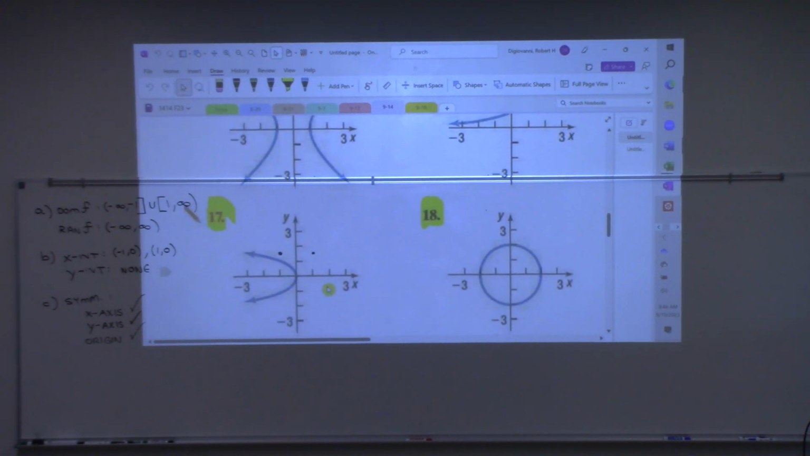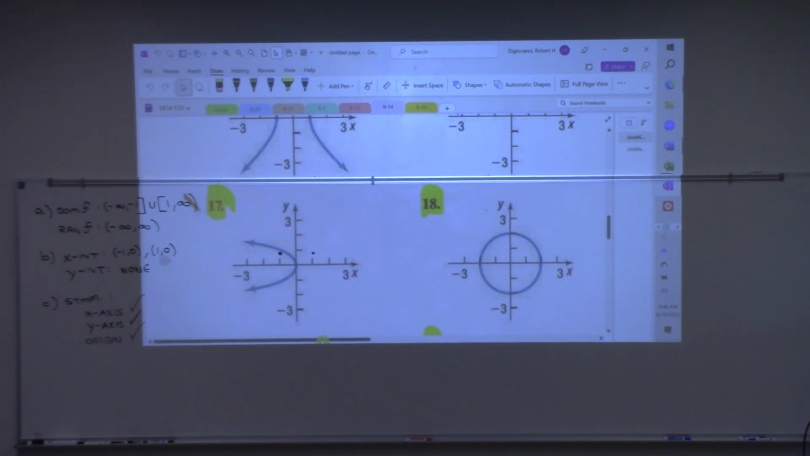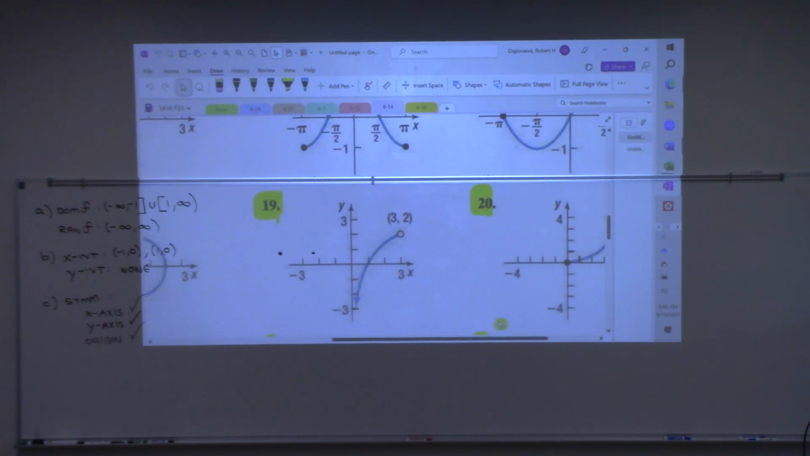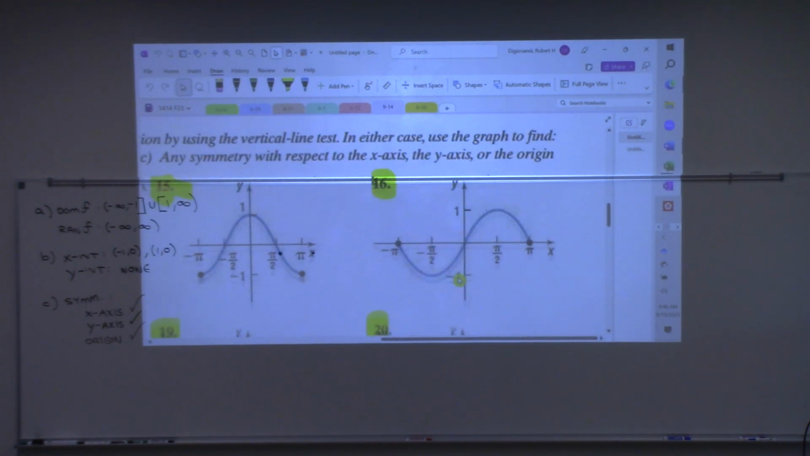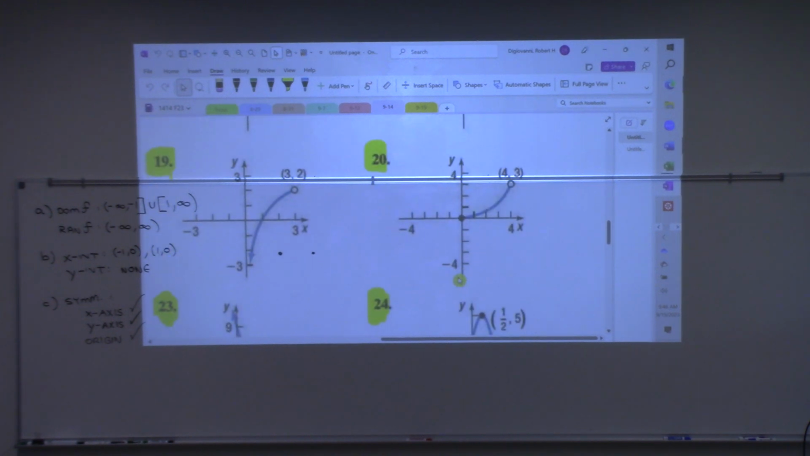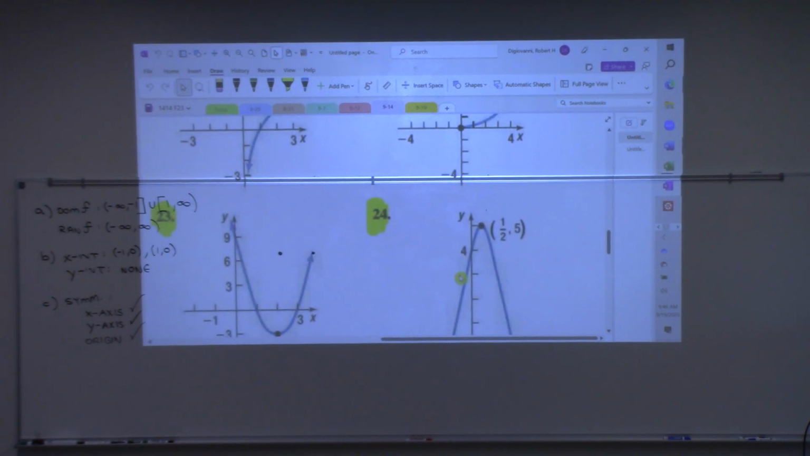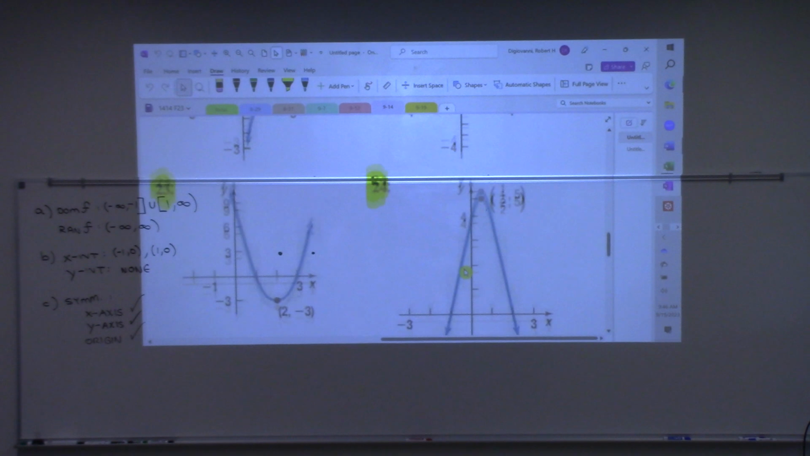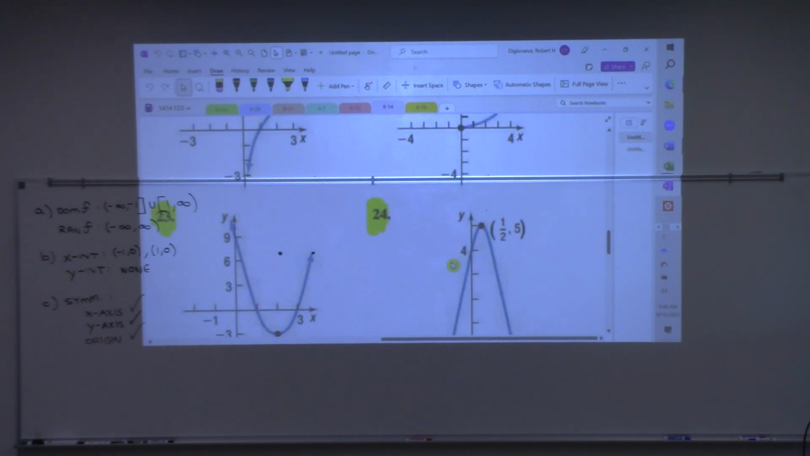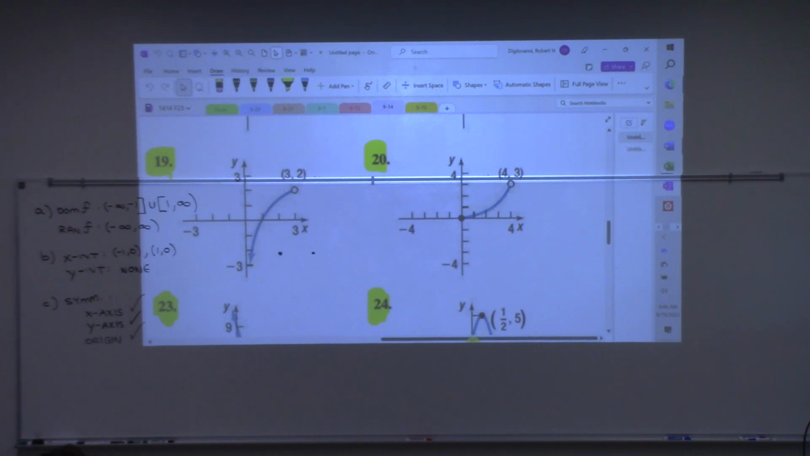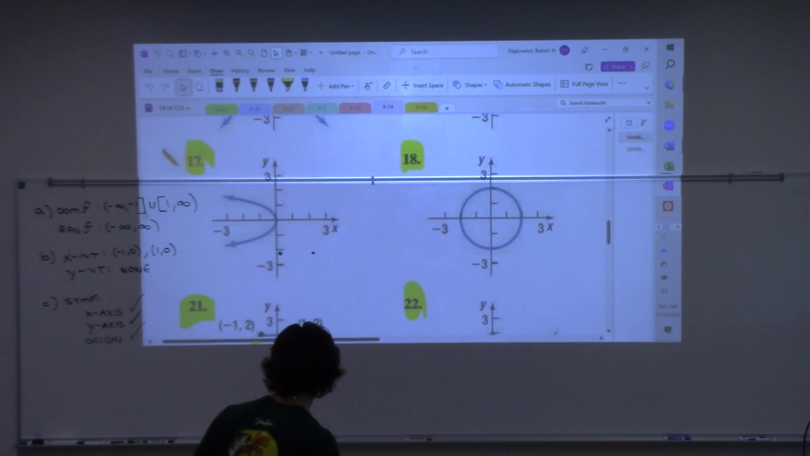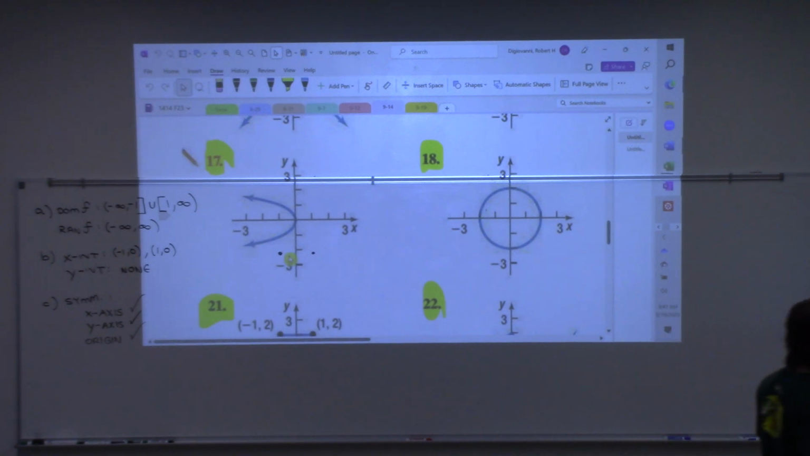All right, let's look at another one. I have a question. Yes. So on the test, would we have to write all the symmetries out? Yes. Okay. If it had multiple symmetries, you would say which ones it had. How about 17?